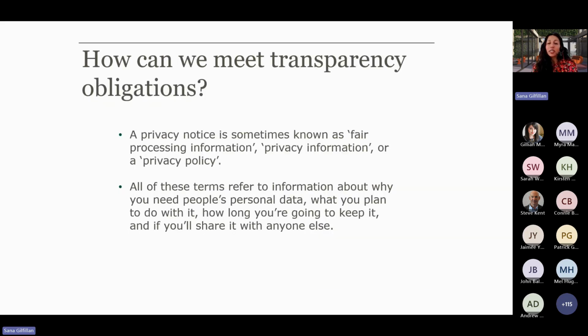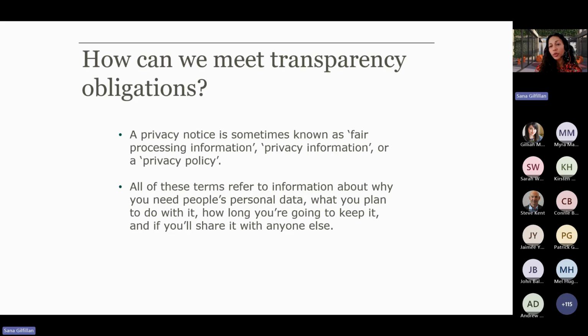So that brings us to transparency. How do we meet our transparency obligations? The GDPR sets out very specific information that you should be supplying to individuals about your data processing, and it also tells you when you should inform them. So in most cases, this will be done through your privacy notice, also known as privacy policy or privacy information.